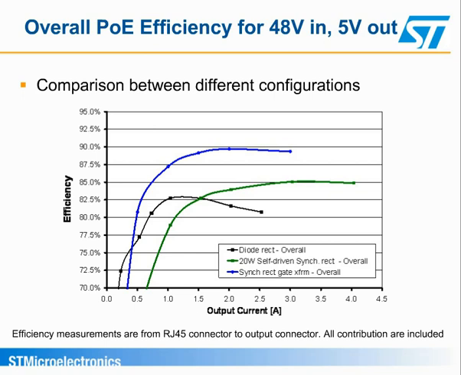Self-driven synchronous rectification is instead applicable to designs targeting either up to 20 watts or when auxiliary voltages are present and their voltage is as low as 12 volts. Priority of the auxiliary source can be guaranteed and BOM saving can be obtained by managing the auxiliary connection directly in the PoE section instead of using additional DC to DC stages.